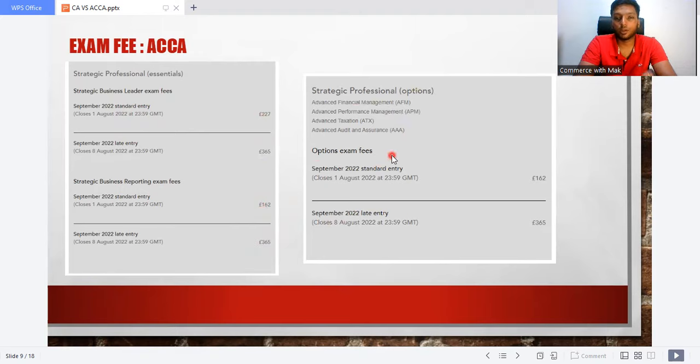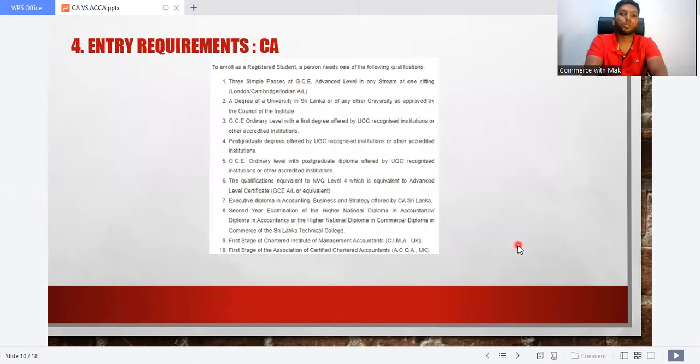And then in options, you can select two of them. When you select these, the rate is 162 pounds, and the late entry goes around 365 pounds. Then you need to know the entry requirements.